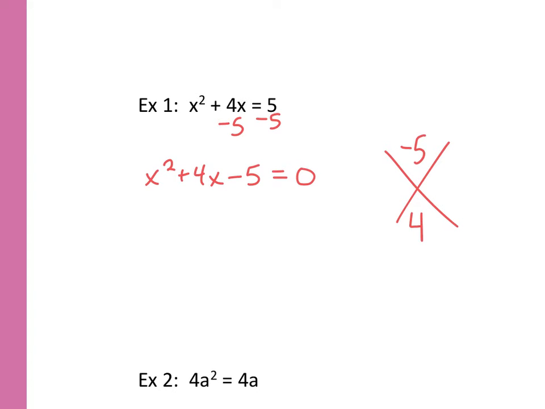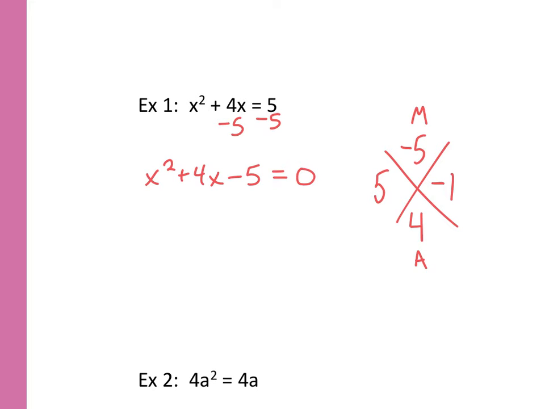Two numbers that multiply to the top, add to the bottom. You got it. 5 and negative 1. I agree. 5 times negative 1 is negative 5, and 5 plus negative 1 is positive 4. Good? Okay. One little trick that I have not shown you yet, okay?